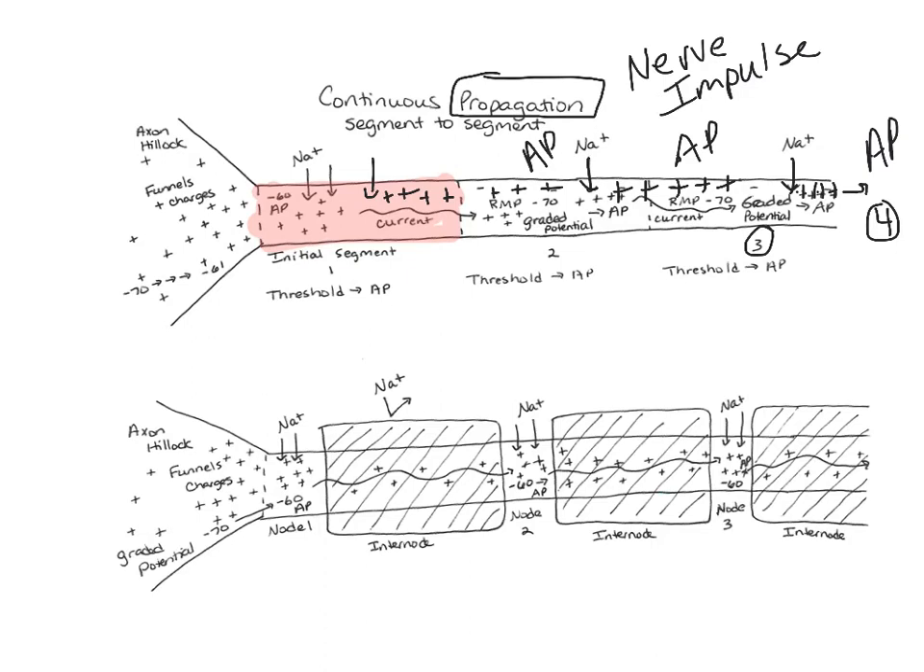So when it doesn't have any myelin on it, we call that continuous propagation, because the initial segment had to depolarize. We had to get an action potential there. Then the second segment had to depolarize, and we got another action potential there. Then the third segment depolarizes, and we get an action potential there. Then the fourth segment depolarizes, and so on, until we get all the way down to the other end. Every segment has to depolarize.